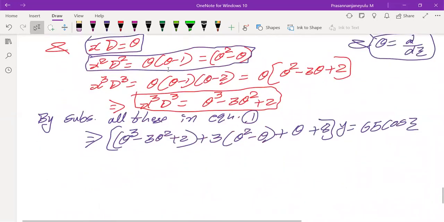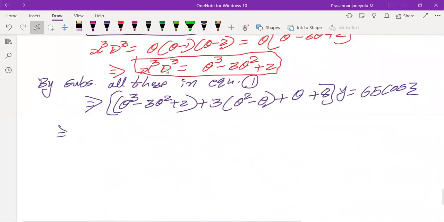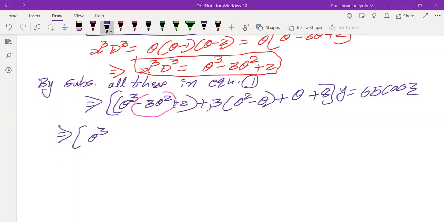So doing some more simplification. Is it clear, everybody? If you are having any doubt, immediately unmute and ask. Then writing directly the highest powers of theta. What is the highest power of theta? Theta cube. So the first term will be theta cube. Are there any theta square terms? Yes: minus 3 theta square plus 3 into theta square, so plus 3 theta square. On simplification, we are not going to get any theta square term. Then the theta terms: plus 3 into minus theta is minus 3 theta, plus theta. Minus 3 theta plus theta becomes minus 2 theta.